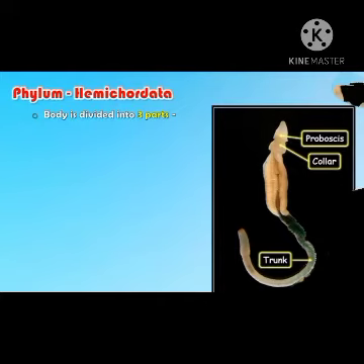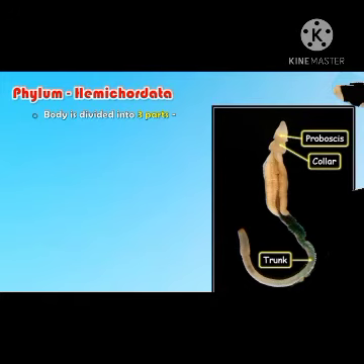Now, let's study the next phylum, Hemichordata. Hemi means half, that is, half chordate. These animals are not completely chordate but half chordate. They are worm-type animals. Body is divided into three parts: proboscis, collar and trunk.